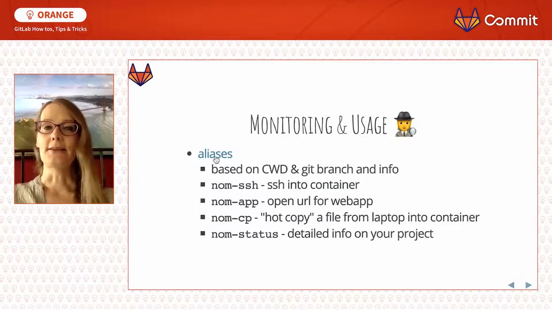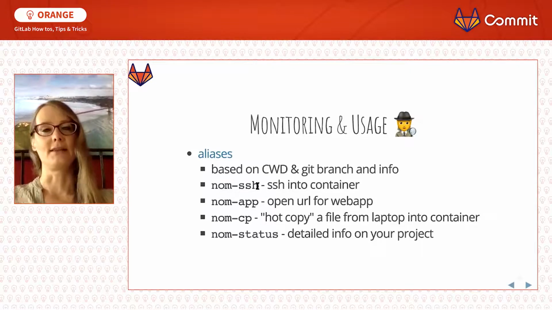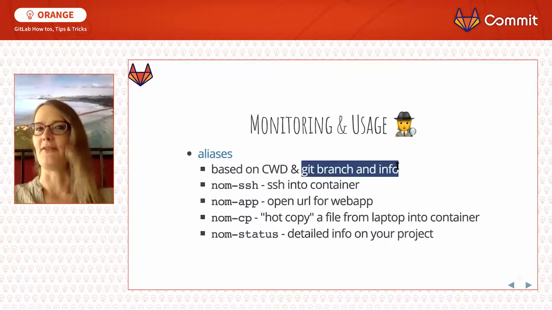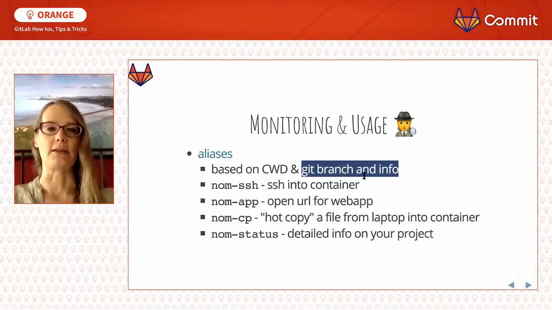I've got a little aliases file, which is linked right in the repo. That makes it super easy. I'll gloss over these a little quickly, but there's one called nom ssh, which uses your current working directory. Let's say you've checked out a branch and you're sitting in it in a terminal. You just type nom ssh, and within a second or two, you're SSHed into the container, because it looks at your Git repo to figure out the information, then looks up the allocation and SSHes you in.